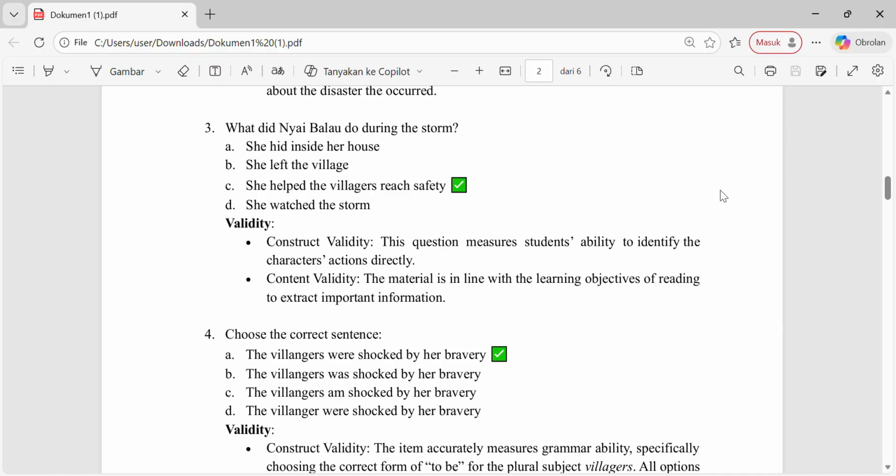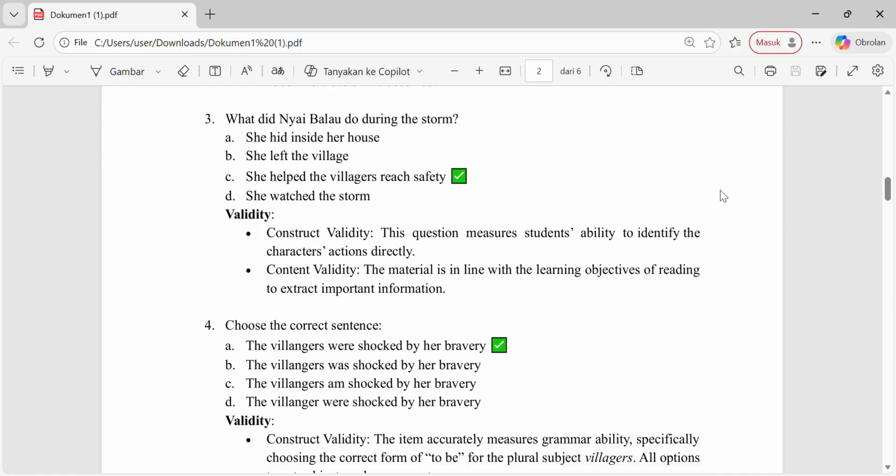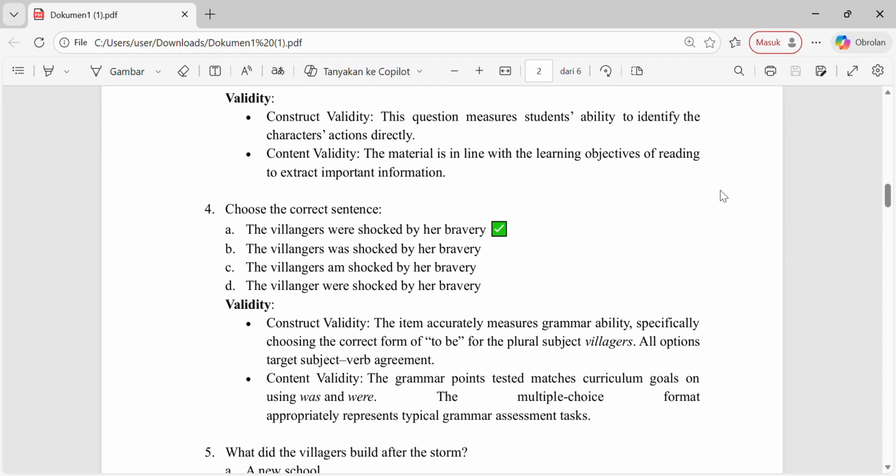Next, question number 5. The answer is A. This question tests basic grammar knowledge, especially subject-verb agreement. Construct validity: the item accurately measures grammar ability, specifically choosing the correct form of to be for the plural subject, with all options targeting subject-verb agreement. Content validity: the grammar points match curriculum goals, and the multiple choice format appropriately represents a stable grammar assessment task.